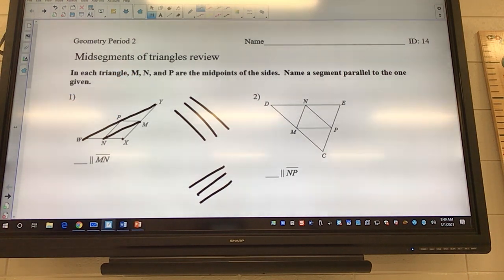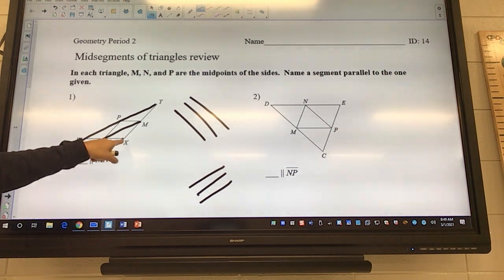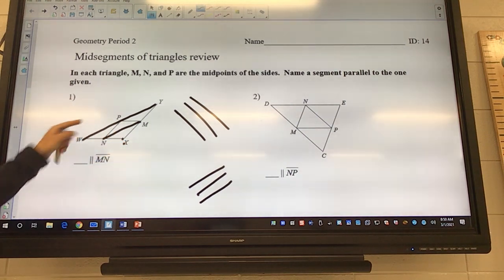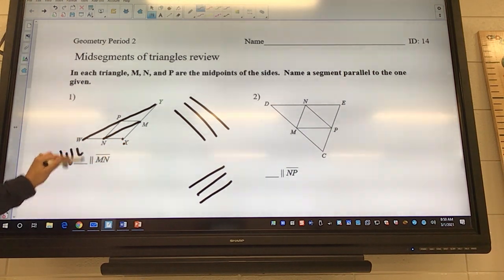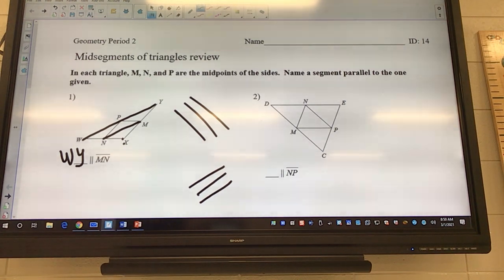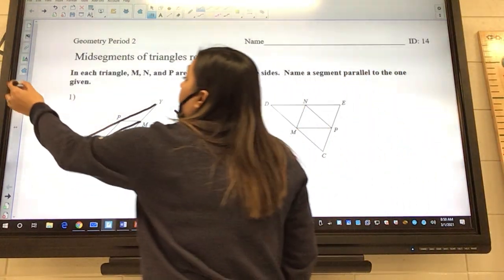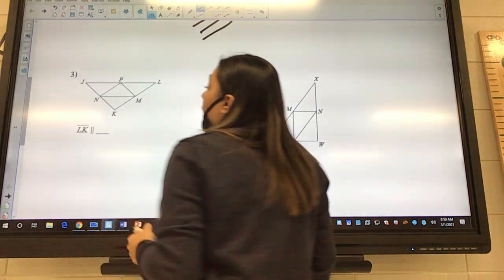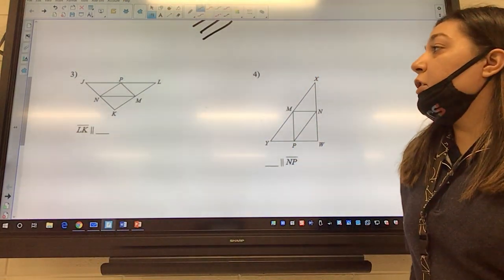WY or YW. So the parallel segment, but is this a segment, X? Mm-mm. It's not, it's just a point. And so the only option is going to be Y, or you could put YW. Okay, a segment has to be a line or a piece of a line. So it doesn't matter what order you put it. No, because it's a segment. Alright. Okay, so if we look at number 2, they gave us LK, they want to know what's parallel.